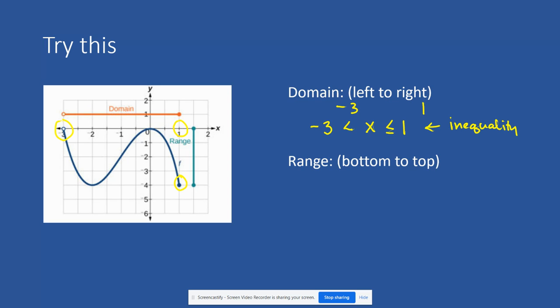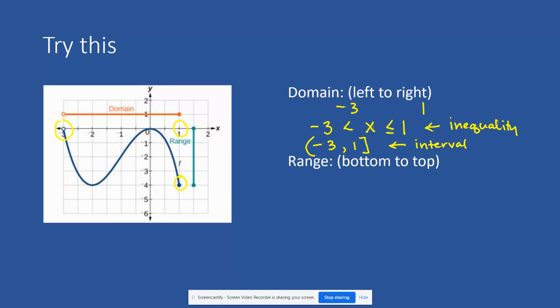And then we're going to do interval notation. So we're going to start with the -3, comma, 1. We use a bracket on the 1 because that is included, and we use a parenthesis on the -3 because that's not included. This is interval notation.